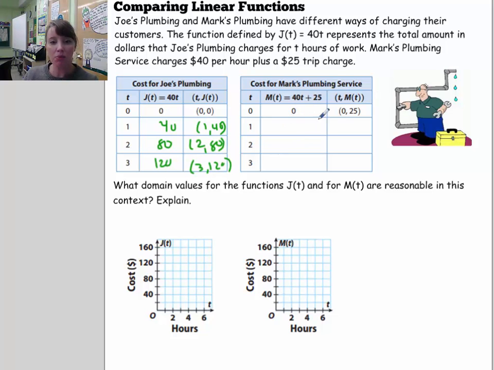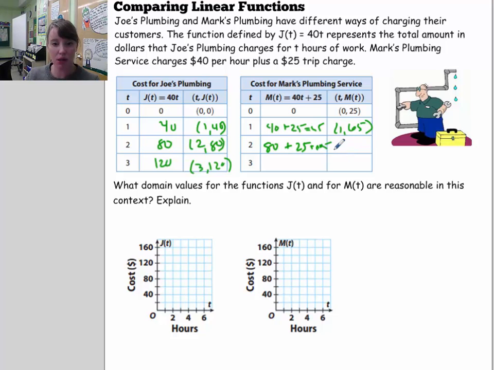For this next one, for Mark's, if I were to fill it out, it would be 40 times 1 plus 25. So it would be 40 plus 25, which is 65. So this would be 1 comma 65. So you can see at 1 hour, it costs more for Mark's Plumbing service. At 2 hours, it's going to be 80 plus that 25, which is going to be 105.